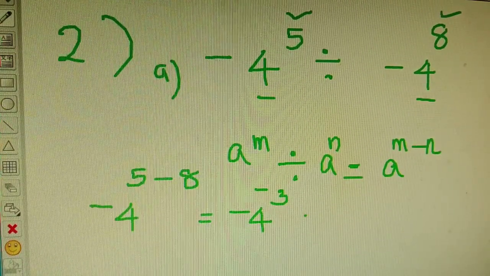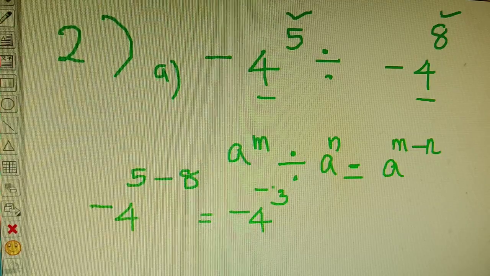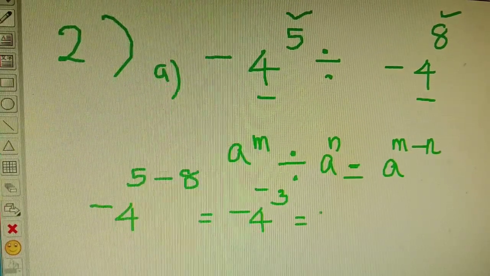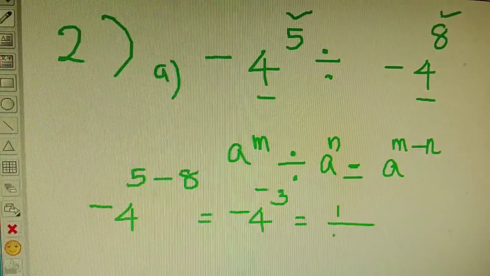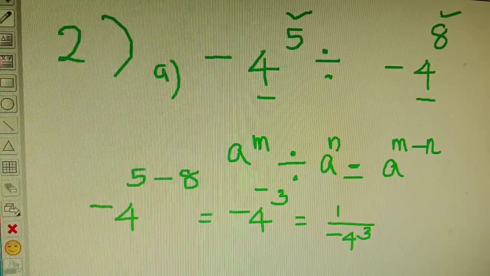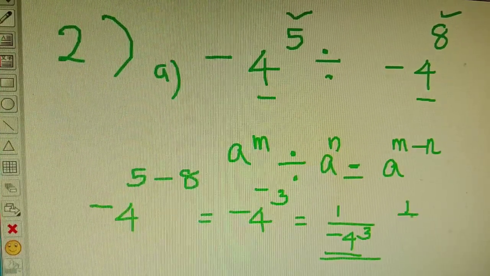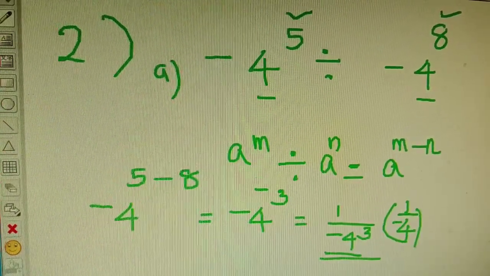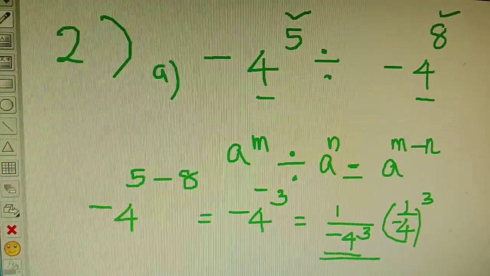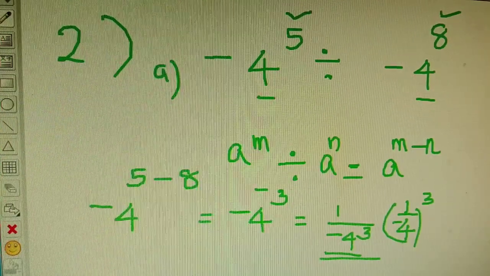Then the question says write the answer in positive exponent only. But here we have the negative exponent. To change negative 3 into a positive exponent, take the reciprocal of this number, 1 by negative 4, and give the positive exponent 3. So that is 1 by negative 4 to the power 3. That is the answer. You can also write it as 1 by negative 4 whole to the power of 3, that is also okay, because 1 to the power of 3 is 1 itself. So 1 by negative 4 to the power 3 or 1 by negative 4 whole to the power of 3.